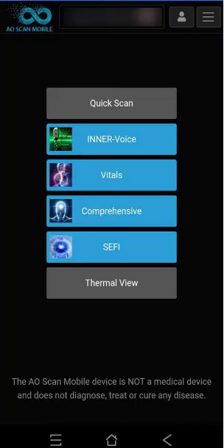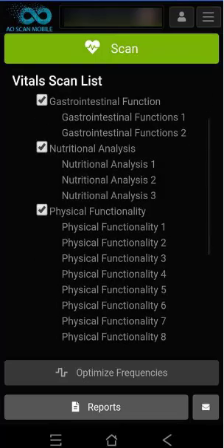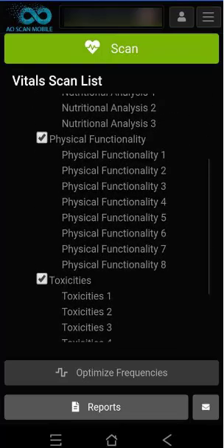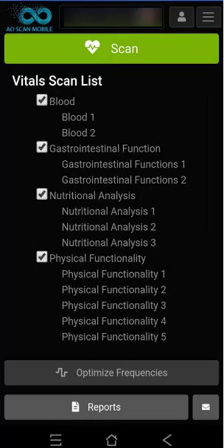Okay, I will be demoing the AOScan mobile device and doing a vitals scan for a client. To do that, you click on the vitals key, and then we will click on the scan. But notice that you can select which things you want to scan for, and we'll just scan for them all. So I'm pressing the scan button now.